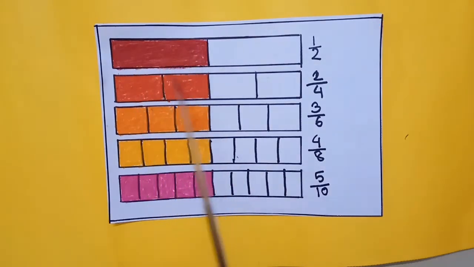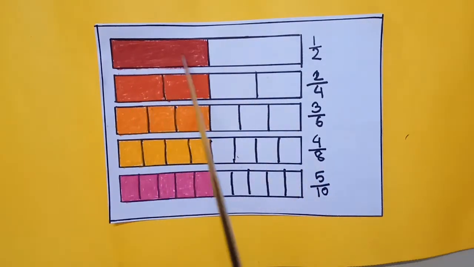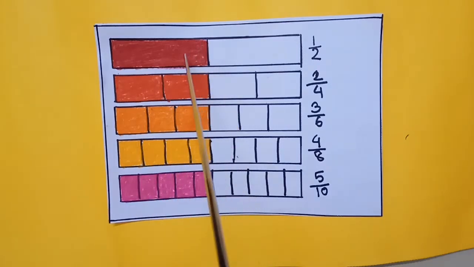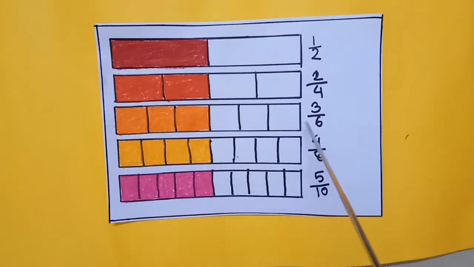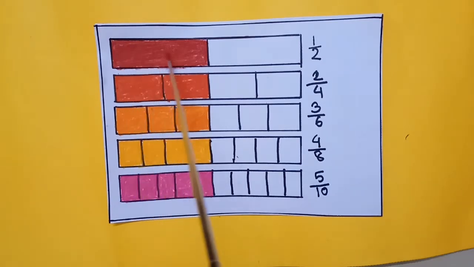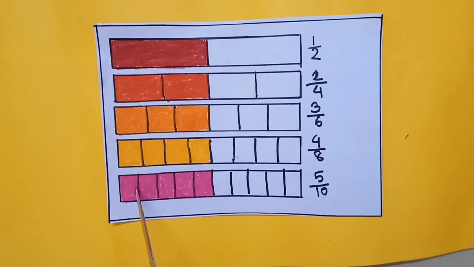Here are 5 same-size rectangles. This one is half, this one is 2 by 4, this one is 3 by 6, this one is 4 by 8, and this one is 5 by 10. Observing this picture, we can tell half is equal to 2 by 4, 2 by 4 is equal to 3 by 6, 3 by 6 is equal to 4 by 8, and 5 by 10 is also the same.